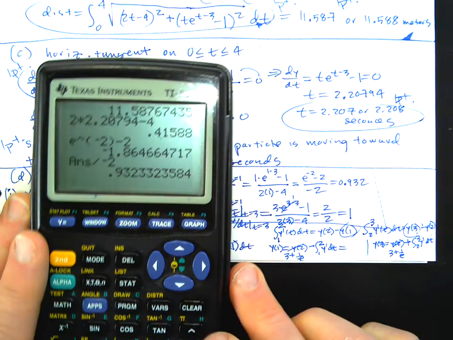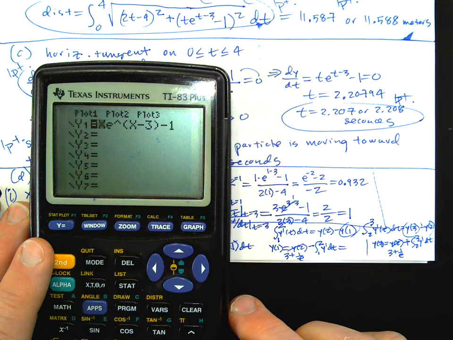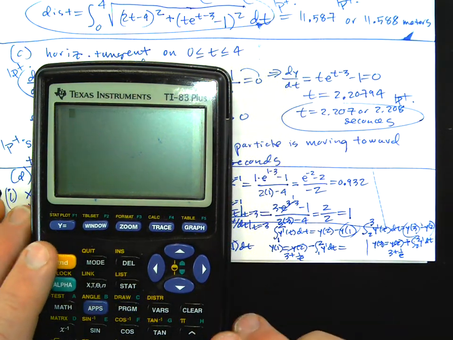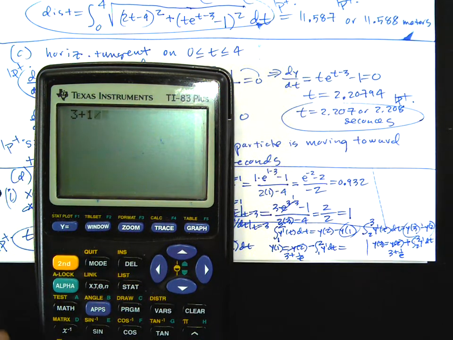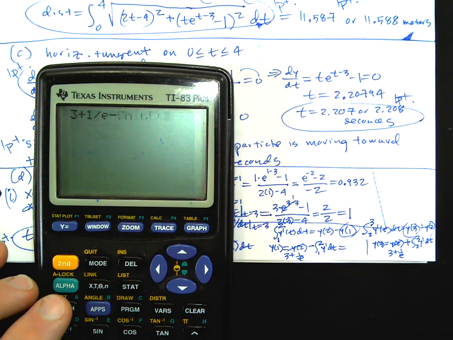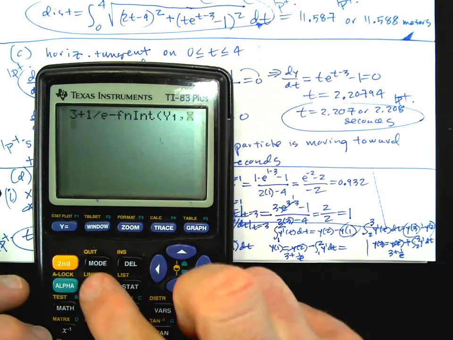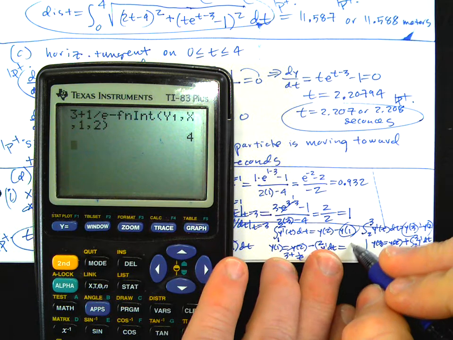I already have y prime in my calculator, so I can do vars, y vars. So I'm going to do 3 plus 1 divided by e, minus math 9, vars, y vars, function y1, comma x, comma 1 comma 2. So this is the first one. The y value is 4.